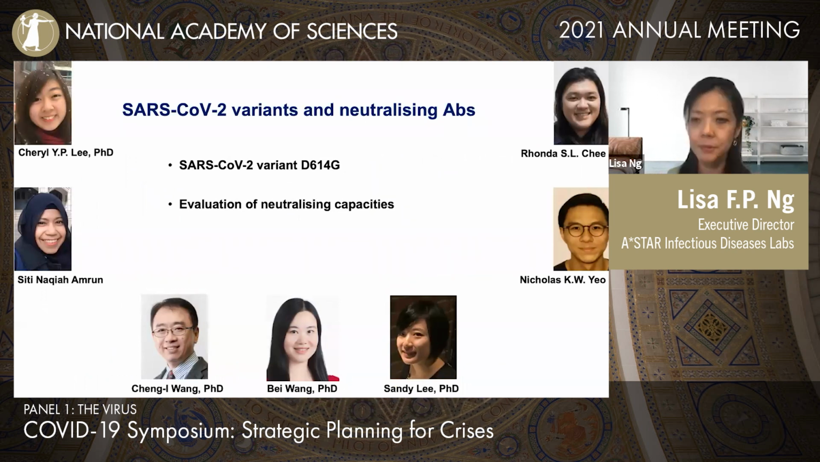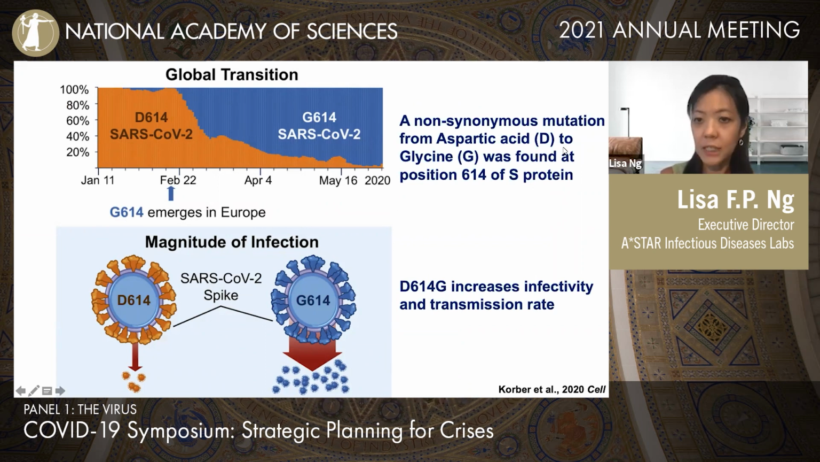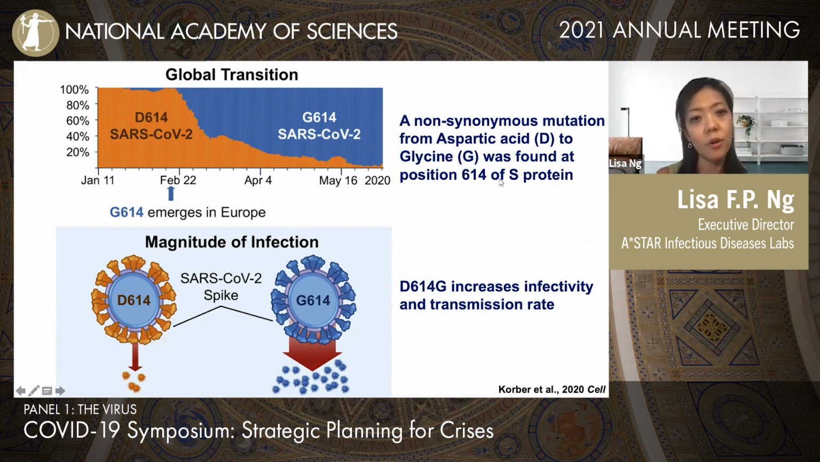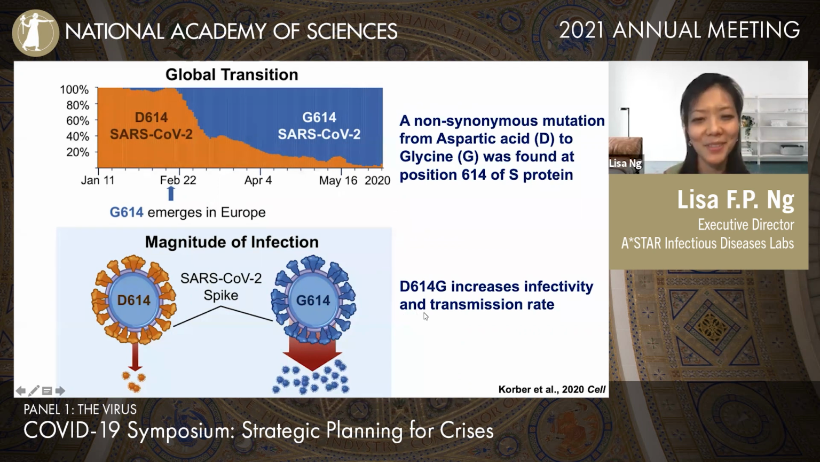Now, subsequently, in the middle part of last year, there have also been reports of new SARS-CoV-2 variants. So the most famous one is the non-synonymous mutation from the aspartic acid, the D residue, to the glycine, the G, which was found at position 614 of the spike protein. So this is known as the D614G variant that was shown to increase the infectivity and transmission rate.